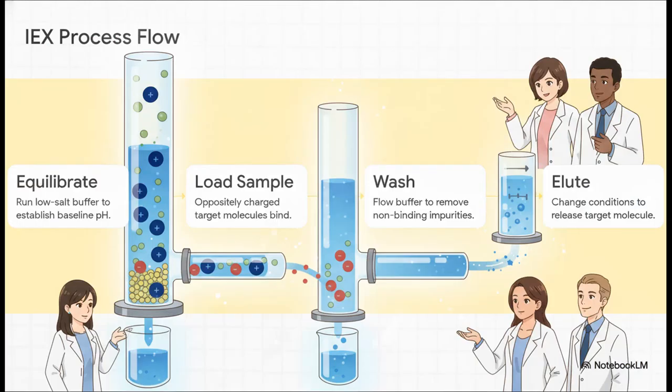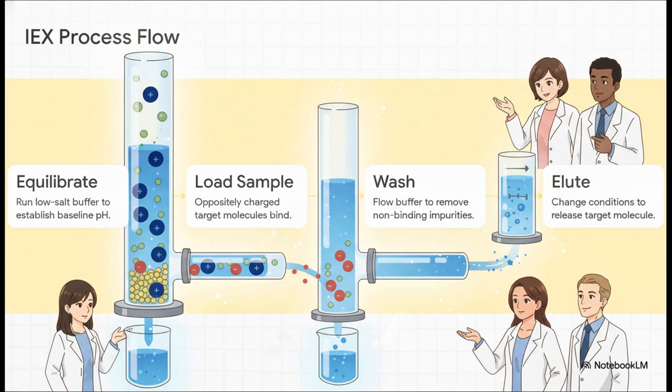Let's look at the actual operational flow of running an IEX column. We can actually condense a pretty dense lab manual into a fast, dynamic 4-step sequence. Step 1 is equilibrate. We run a low-salt buffer through the column to establish our baseline pH. The real trick here is that the buffer has to put our target protein at least 1 pH unit away from its isoelectric point. That's the exact point where the protein has a neutral net charge. And if it's neutral, it's not going to stick.